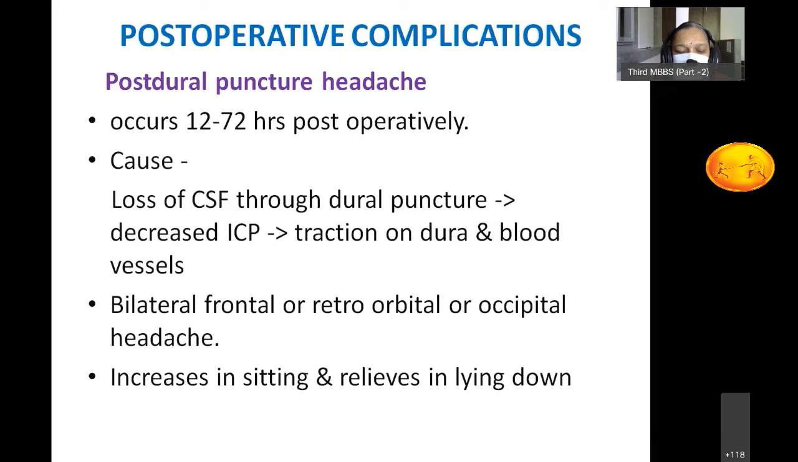So they are causing a throbbing type of headache, which is bilateral, frontal, retroorbital or occipital, and increases in the sitting position and relieves in the lying down position. So the traction will increase in sitting and there will be less traction during the lying down position. So this is the tractional type of headache because of loss of CSF. And occipital or retroorbital is the typical position of this headache. And it occurs up to 72 hours.